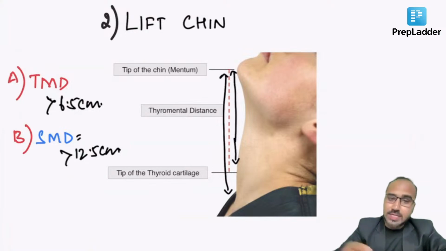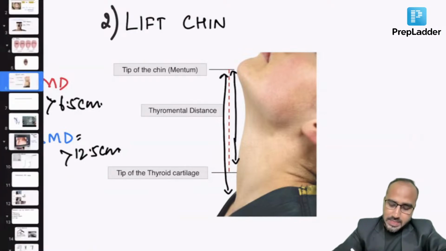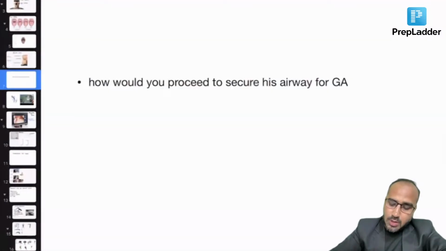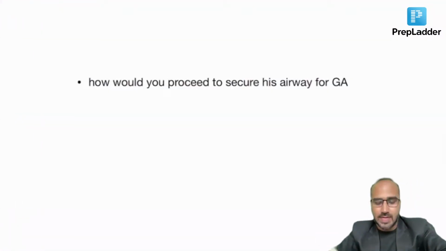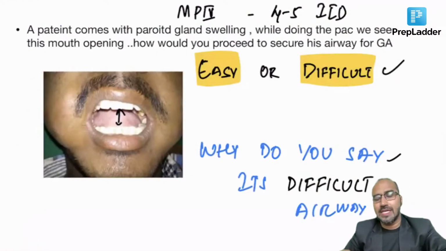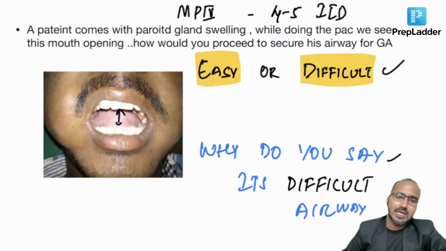Now, class 0, we have just discussed. Now, our question was, how do you proceed to secure his airway? You remember, this was our patient. How will you secure his airway? Remember, this patient was having parotid gland swelling.